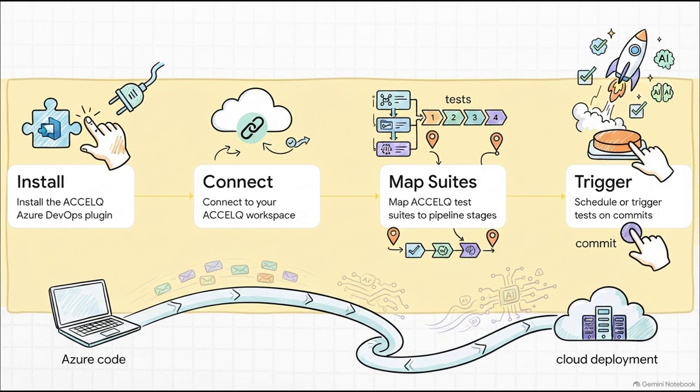Setting this up is crazy simple, just 4 steps. You install the ExcelQ Azure DevOps plugin, connect to your workspace, map your test suites to your specific pipeline stages, and set them to trigger on commits. Do that, and suddenly, your pipeline is automatically firing off comprehensive AI-powered tests on every single code change. It perfectly bridges that gap between insane development speed and true enterprise-grade quality.